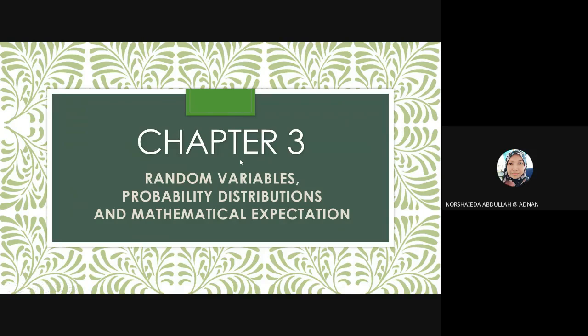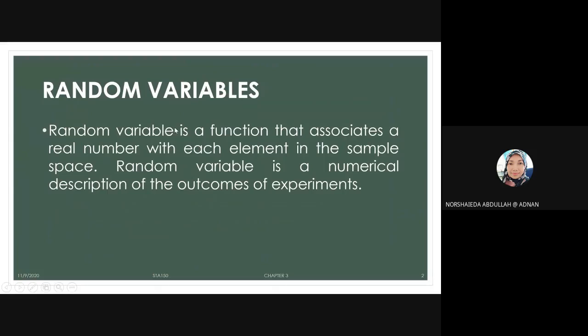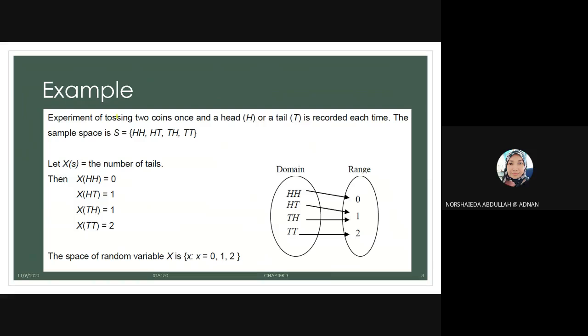Okay, so first of all we want to understand what is random variable. So random variable is a function that associates a real number with each element in the sample space. And random variable is a numerical description of the outcome of the experiment. Right, so kita tengok contoh example 1.